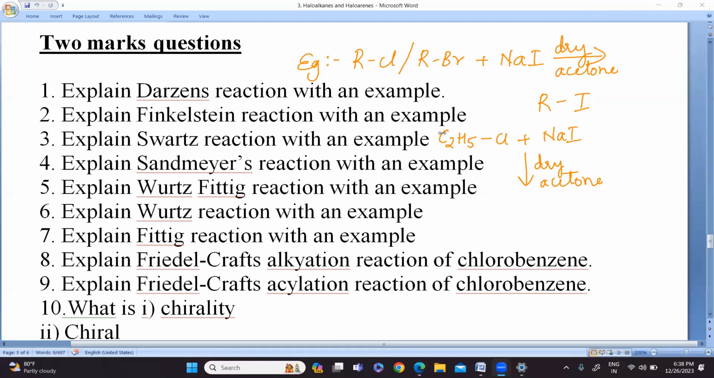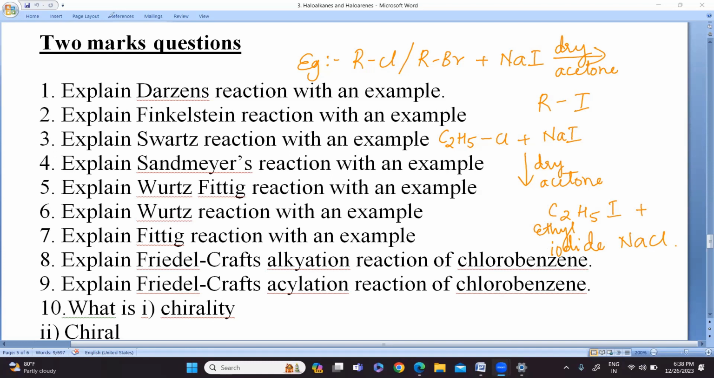So what will be the answer to my question? The answer is C2H5I, that is ethyl iodide plus sodium chloride. So ethyl iodide and sodium chloride. Good. Yes, I've got the answers. Good, Prithviraj, Priyanka, Vedvati. The answers are right.